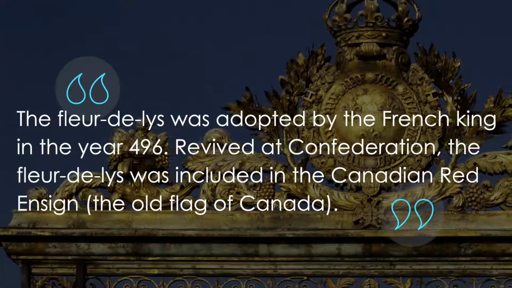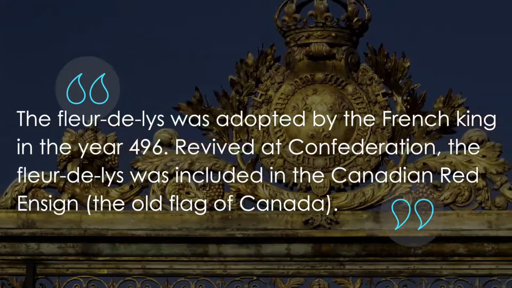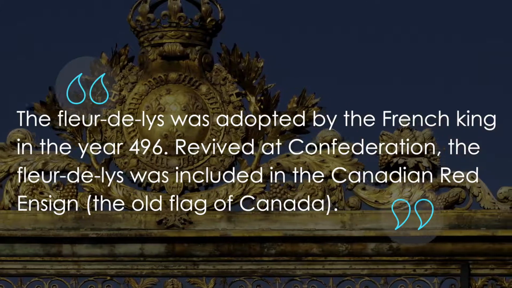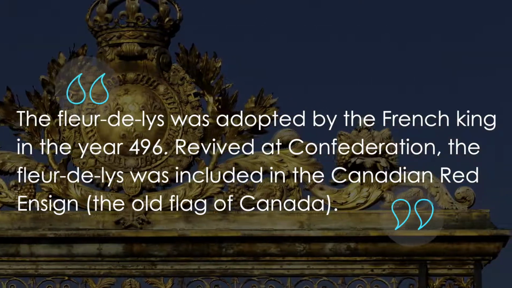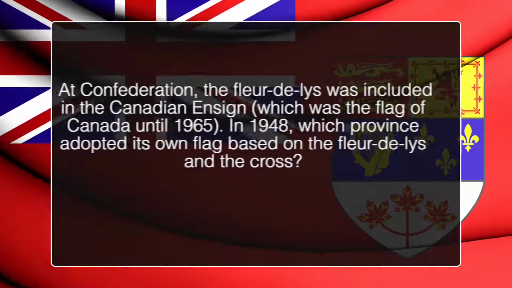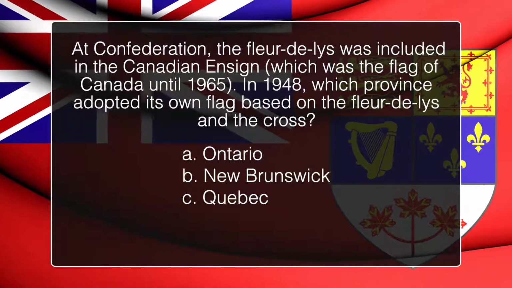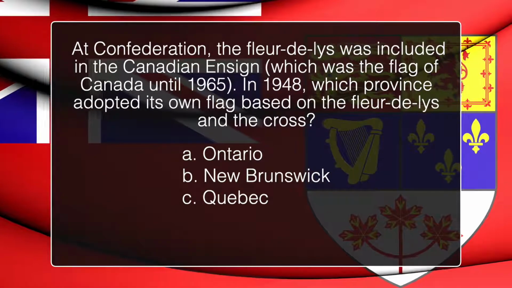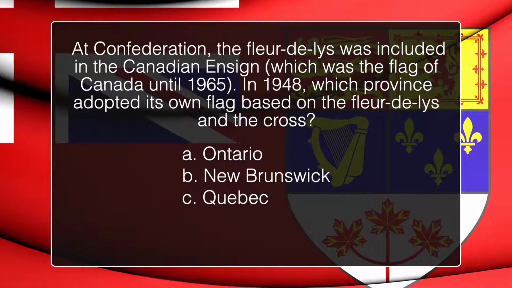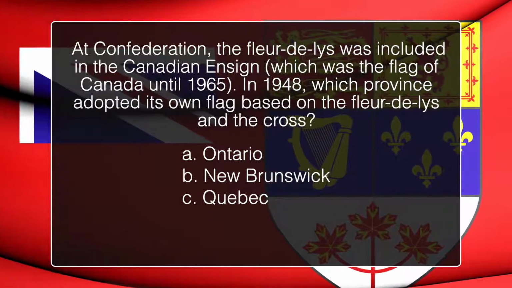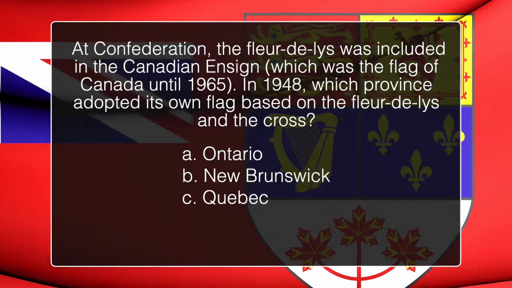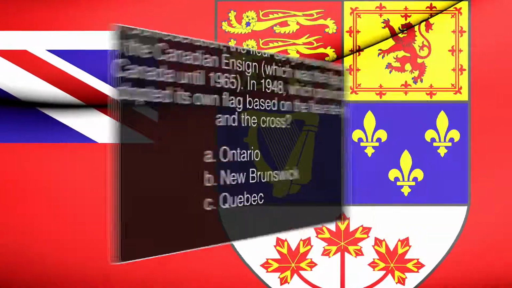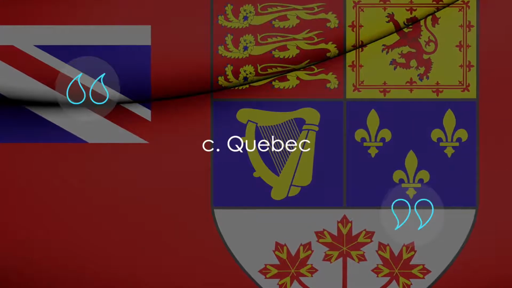The Fleur de Lis was adopted by the French king in the year 496. Revived at Confederation, the Fleur de Lis was included in the Canadian Red Ensign, the old flag of Canada, which was the flag of Canada until 1965. In 1948, which province adopted its own flag based on the Fleur de Lis and the cross? Ontario, New Brunswick, or Quebec? The answer is Quebec.